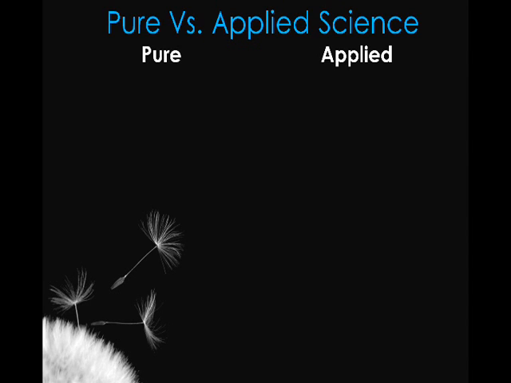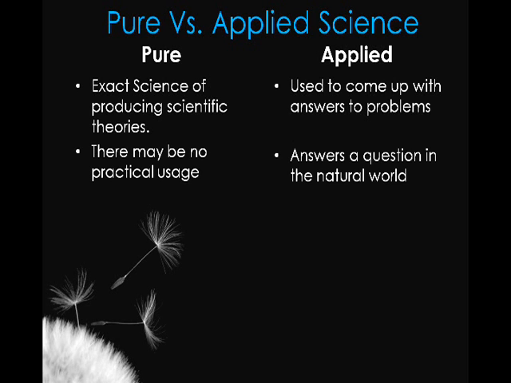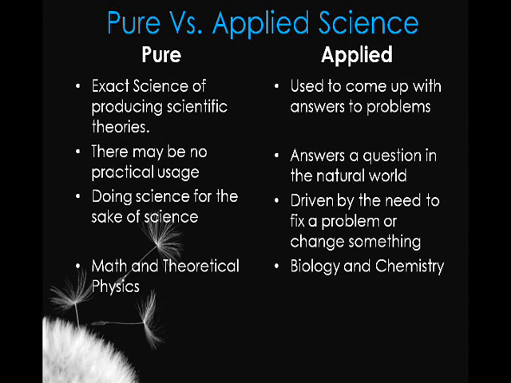Next is pure versus applied science, and these are just two types of science that you may see recurring throughout the semester. Pure science is the exact science of producing scientific theories, whereas applied science is used to come up with answers to problems. With pure science, there may be no practical usage for it, but with applied science, we answer a question in the natural world or solve a problem that people are trying to fix. With pure science, it's doing science for the sake of science, just so that we can learn more about the world, whereas applied science is driven by the need to fix a problem or change something.